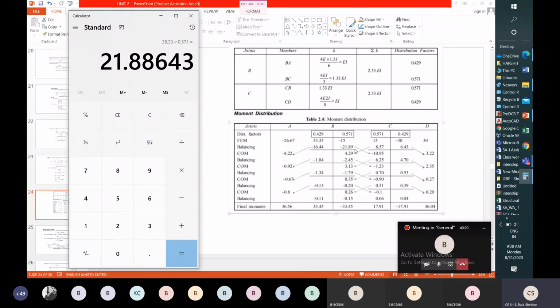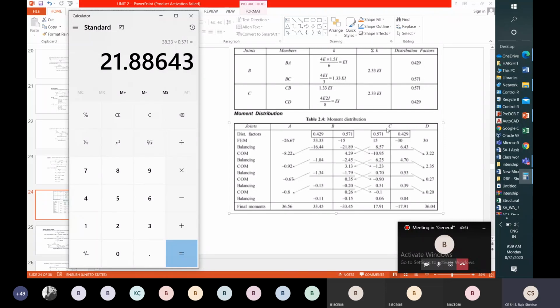Now what we need to do is carry over half of the moment to the near support. Half of 16.44 is 8.22, and you need to carry 8.22 to the near support, with the same sign. Half of 21.89, minus 10.95, we carried over. So this is for support B.